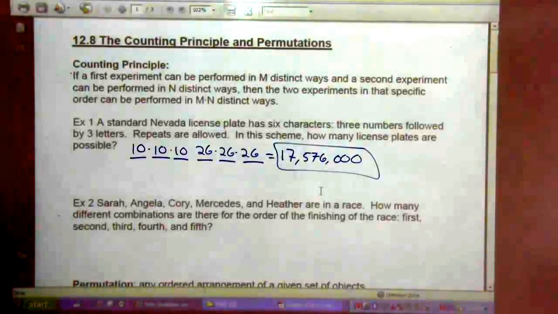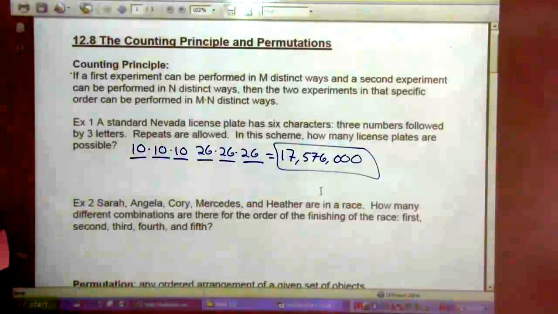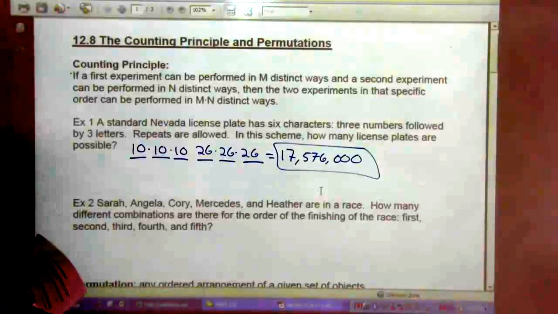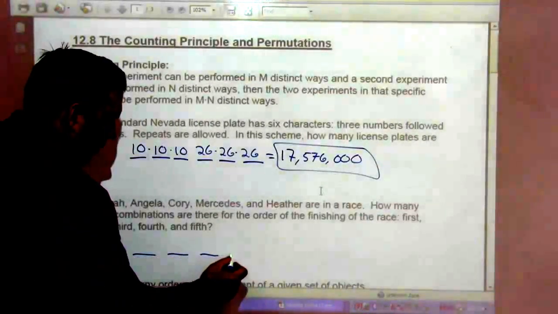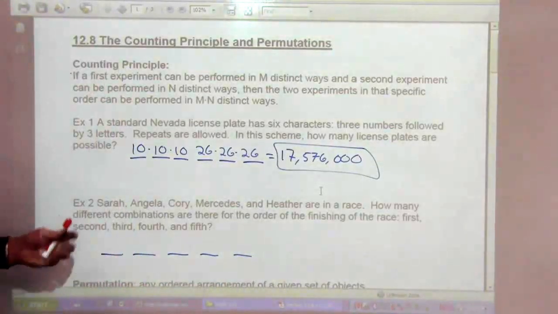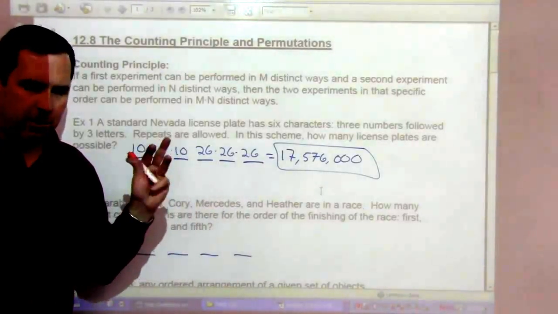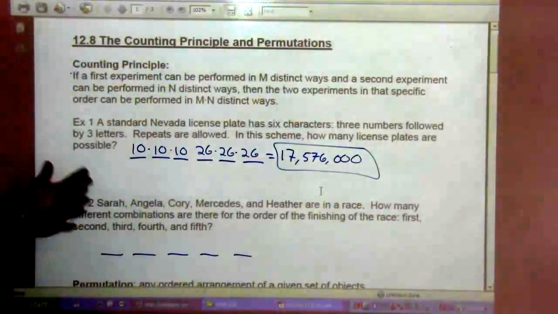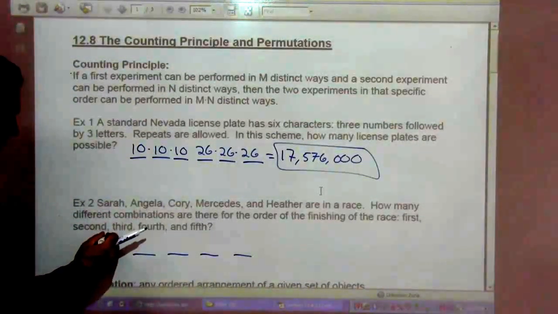Okay, next one. Sarah, Angela, Corey, Mercedes, and Heather are in a race. How many different combinations are there for the order of the finishing of the race? First, second, third, fourth, and fifth. So the thing to think about there is how many people could come in first place? Only one person, but there are 5 possibilities. There are 5 different people, any one of whom could be first place. So that's 5 for first.